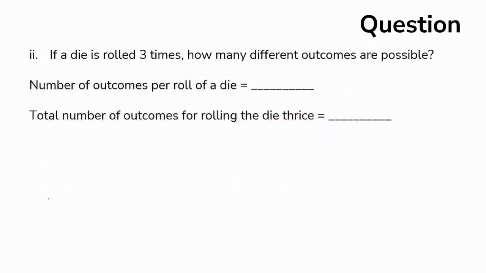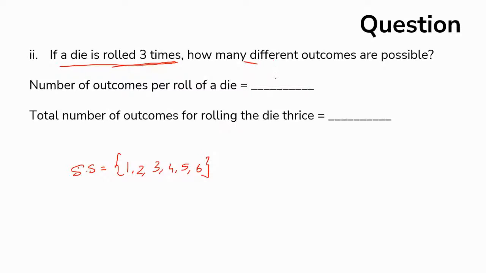And moving on to the next one: if a dice is rolled 3 times, how many different outcomes are possible? You guys know a dice. Whenever we roll a dice, the sample space is 1, 2, 3, 4, 5, and 6. So 6 are the possible outcomes of it. So if a dice is rolled 3 times, how many different outcomes are possible?